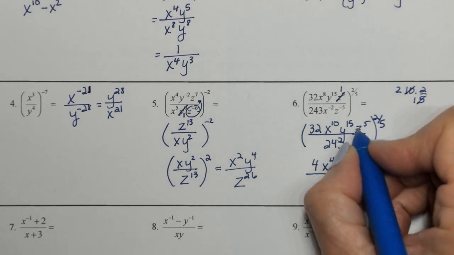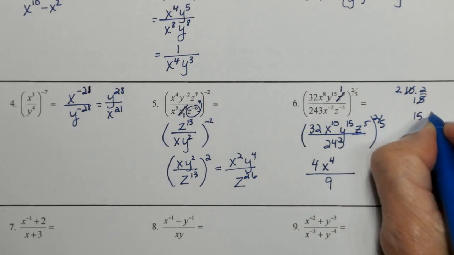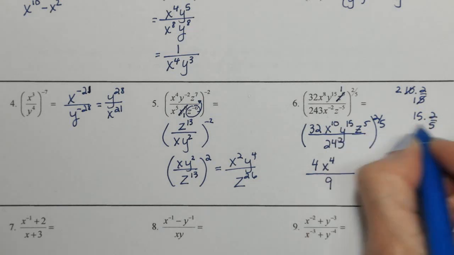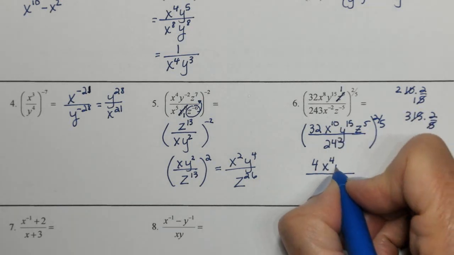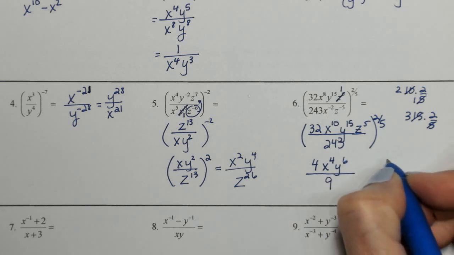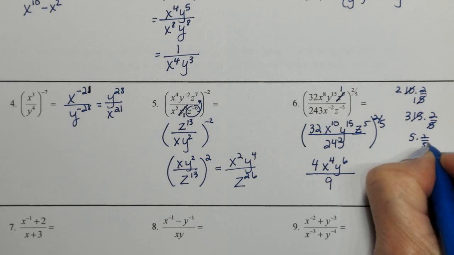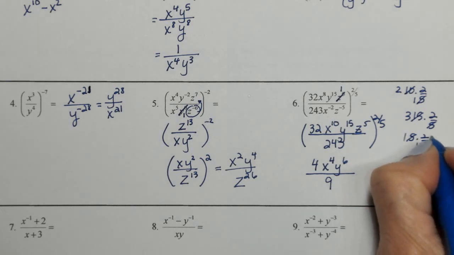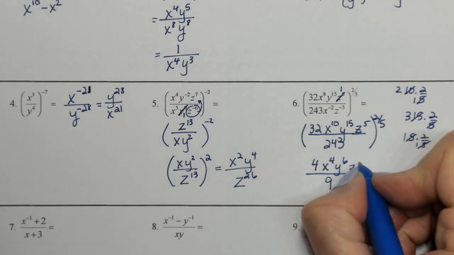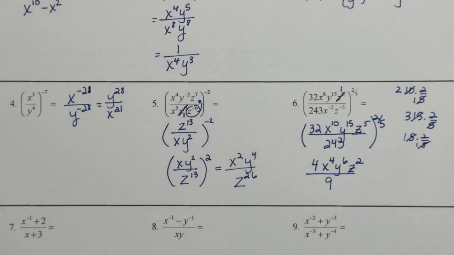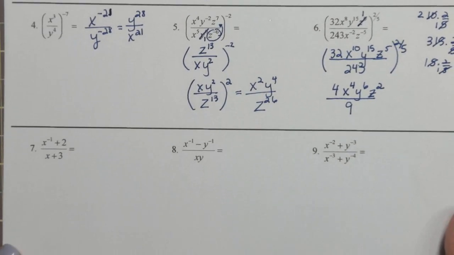Let's do it with the y term. 15 times 2 over 5. 5 goes into 15 3 times. 3 times 2 is 6. This is y to the 6th. 5 times 2/5. 5 goes into 5 one time, leaving a 2, so z to the 2nd power. Those can get messy, and we just have to take our time, do it right.